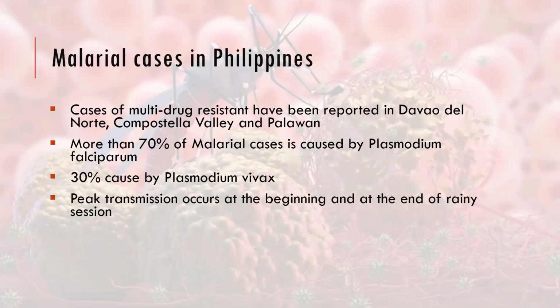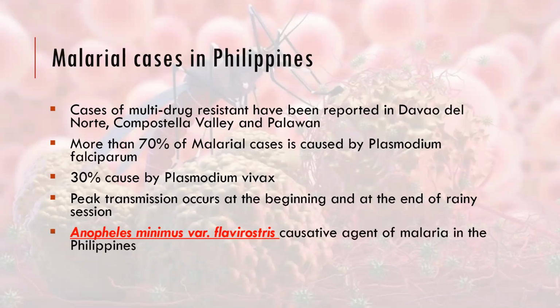Okay? Peak transmission occurs at the beginning and end of the rainy season. Now, what is the causative? I want to make it clear, not the causative agent, the vector. The vector of malaria in the Philippines is Anopheles minimus var. flavirostris. Ayan. Lahat ng nagparasitology sa akin, alam na alam po ito. Anopheles minimus var. flavirostris. That is the vector of malaria in the Philippines.